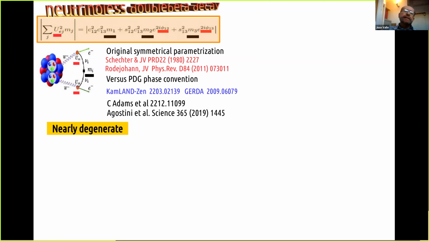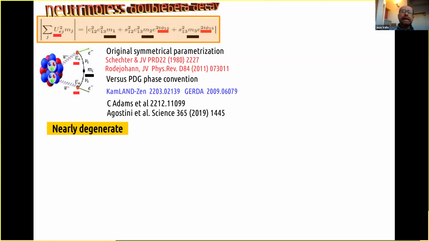It involves, besides the two mass parameters that are well measured in neutrino oscillation, the third mass parameter because all the masses take part here in the propagator. Moreover, it involves, in a crucial manner, the two phases phi-12 and phi-13, which are Majorana phases and which are totally inaccessible to oscillation experiments. I should also stress that this description is based on the original symmetrical parametrization that we proposed back in 1980, and which is far, far neater for this purpose than the phase convention chosen by the PDG much later.